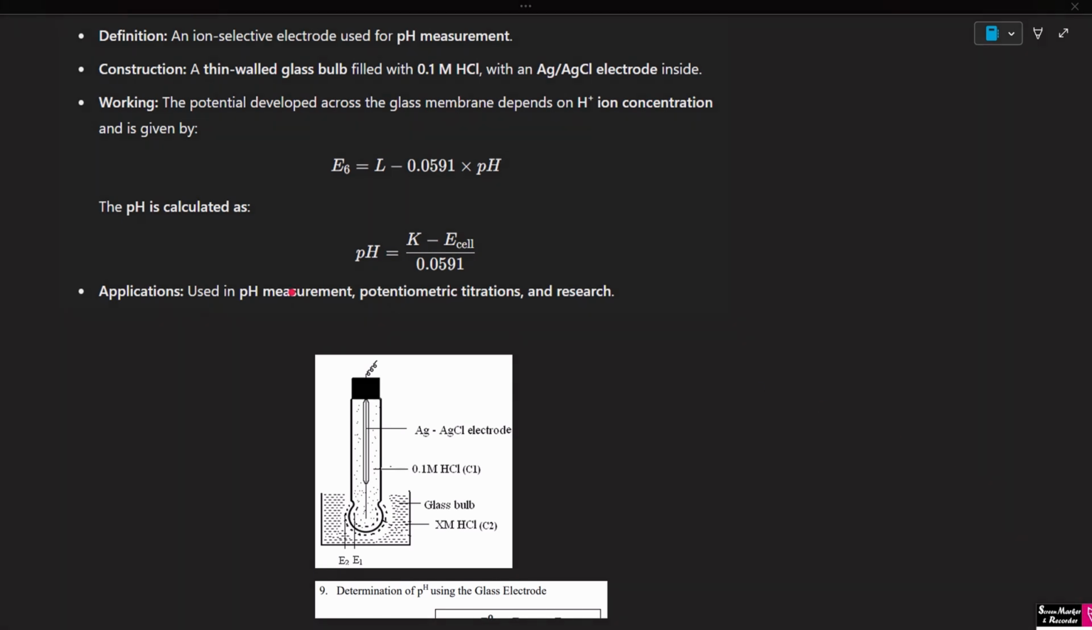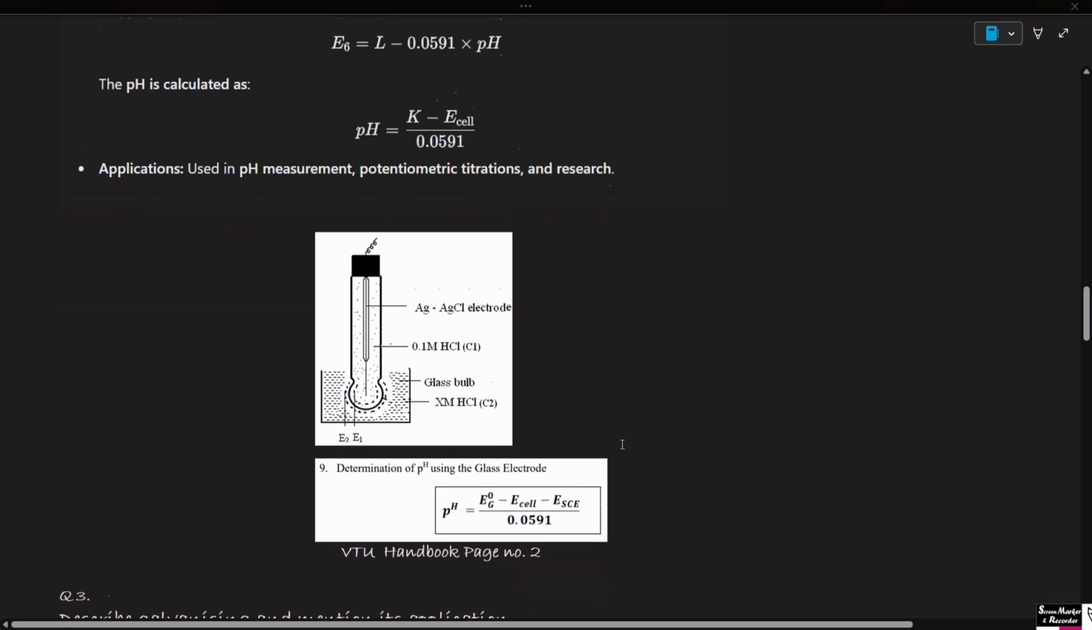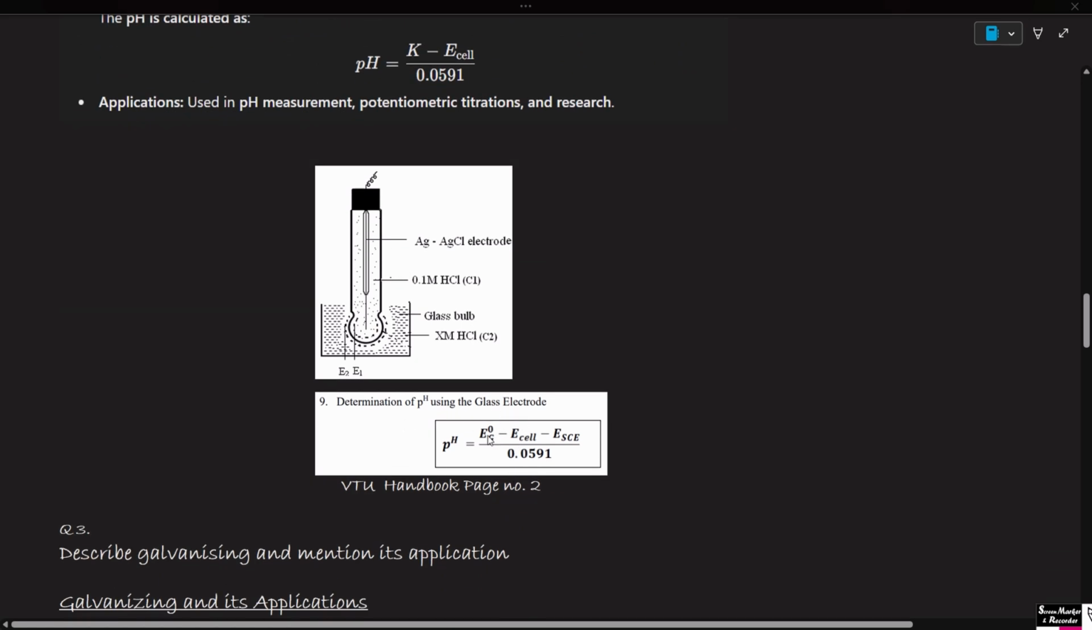Application, as we already discussed, it is an ion selective electrode. It is used to measure pH, in potentiometric titration, and research. You need to draw this diagram, and you can write this equation which is present in the VTU handbook, which will be provided for you during the exam, and it is page number 5.